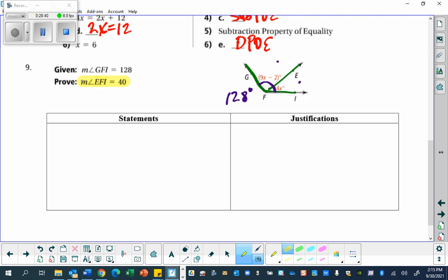So let's talk about this for a minute. If I have an expression for each piece of the angle and I can add them together and I have the total, do I have enough information to solve for x? And then once I get that value for x, what am I going to do? Substitute it in. Mark, set, go. Turn to your partner, make it work. Go.